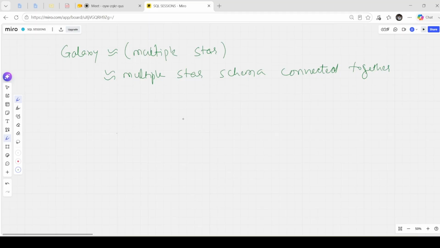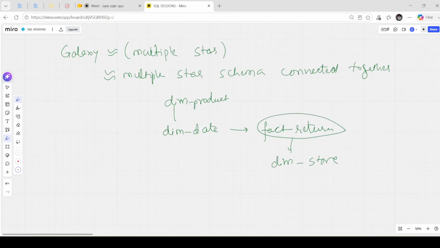Let's take an example here. We have dim_date, then we have dim_product, and then we have fact_returns, let's say. Returns means the orders which are returned. And then dim_store, anything. Here you can see we have a fact table. And then we can have fact sales, the one that we had previously, and here we have dim_customer. It means that multiple fact tables are connected together, right?